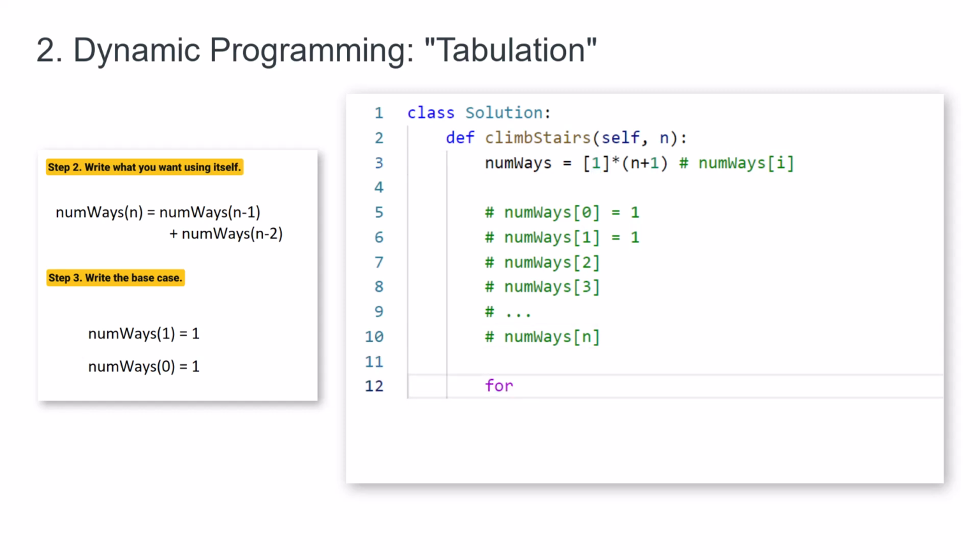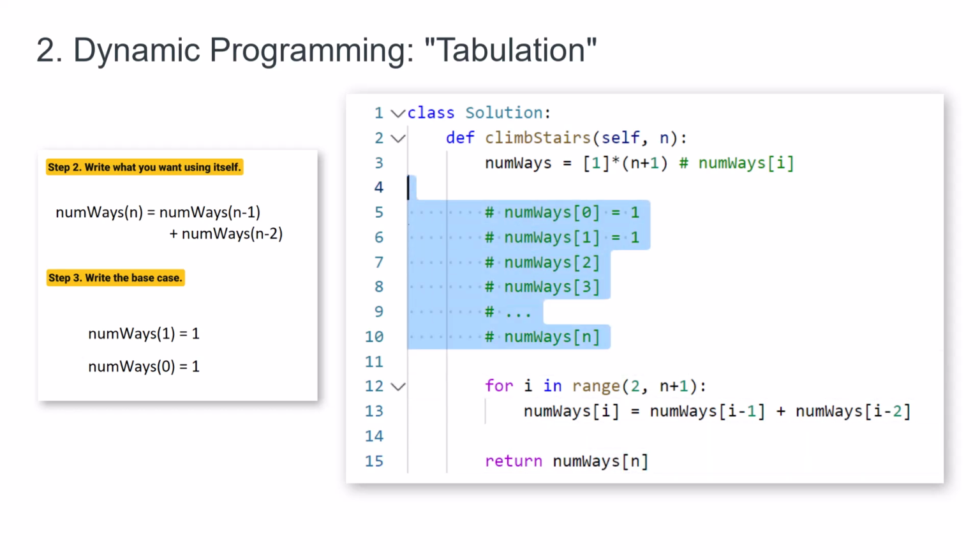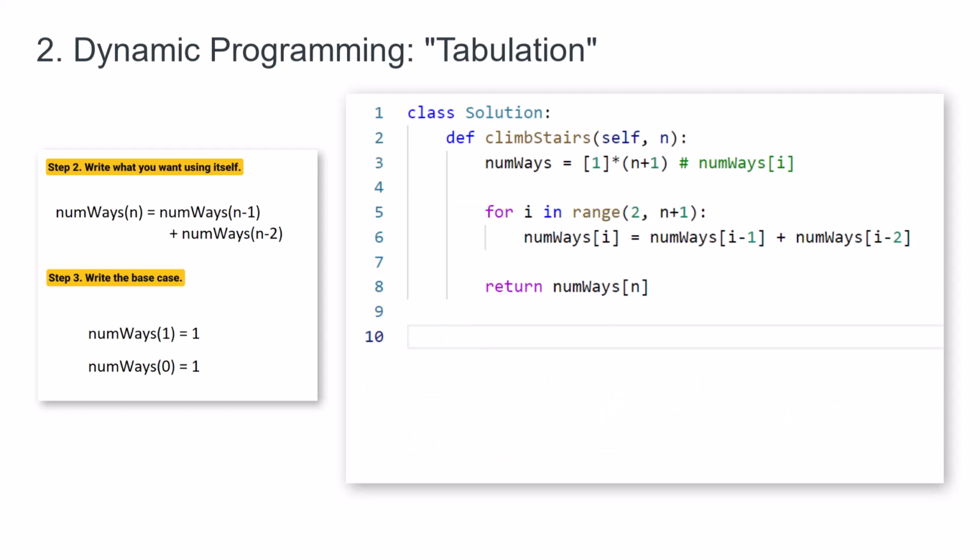And then we're just going to iterate. We're going to say for I in range 2 through n, and we need this plus 1 because Python is exclusive. And then we're just going to apply the recursion over and over again. And then when we're done applying the recursion, we're just going to return numways of n. That's the thing we were looking for. Alright, so I tested this and it works.